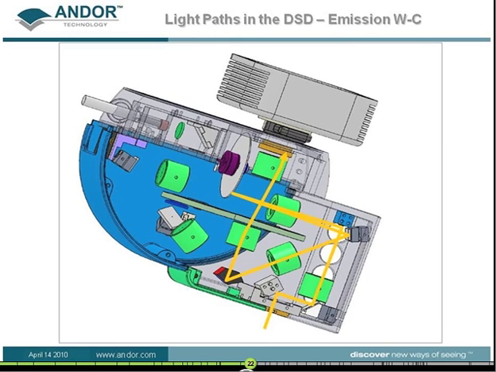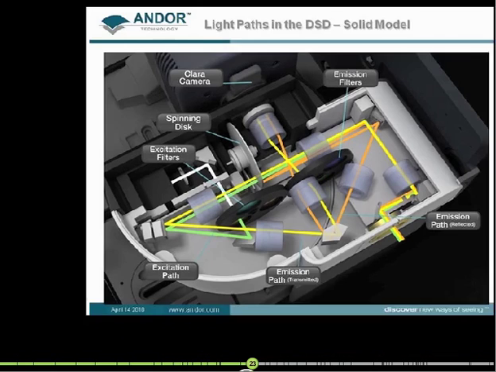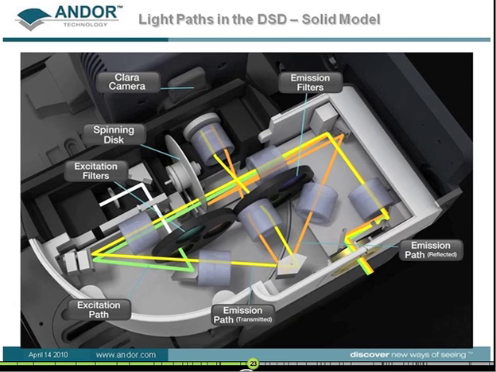And this now shows you the fraction of light that is going to be reflected from the disk. It hits the disk, is reflected now, and finds its path to the other side of the prism and ends up on the right-hand side of the camera chip. And in a solid model, we've put all of that together so that you can see what the optical paths are with the instrument and how they get separated.